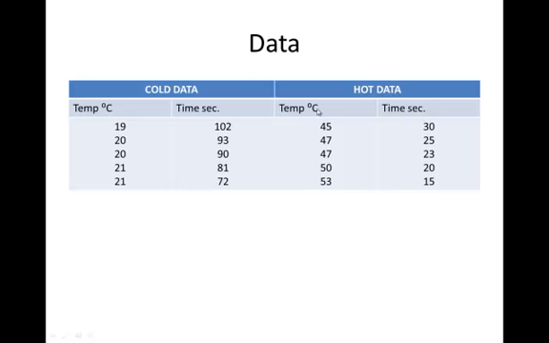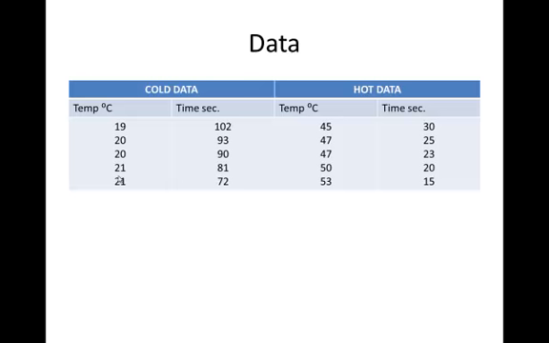And over on hot data, we have the same. We have 45 degrees Celsius, 47 degrees Celsius, 47, 50, and 53, and the corresponding time in seconds to the right. Now, if you'll notice, some times here are the same, and that's something that we had to work on in class to be able to fix that data with the averaging so that we can demonstrate the times per second and the temperature without putting one bar of the graph on top of the other.